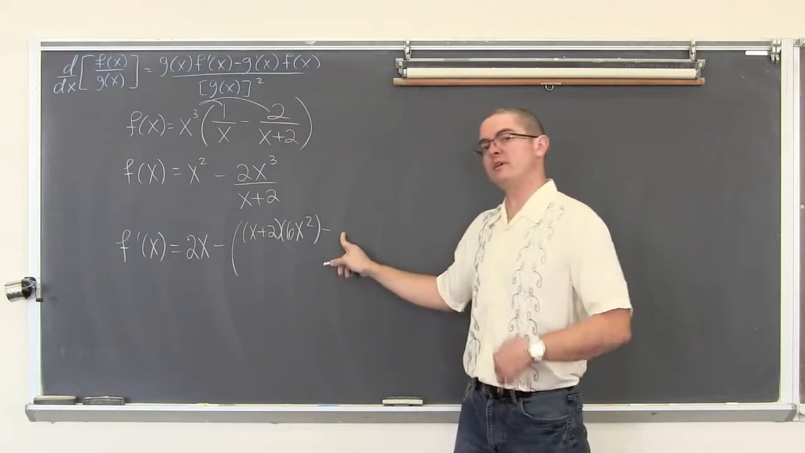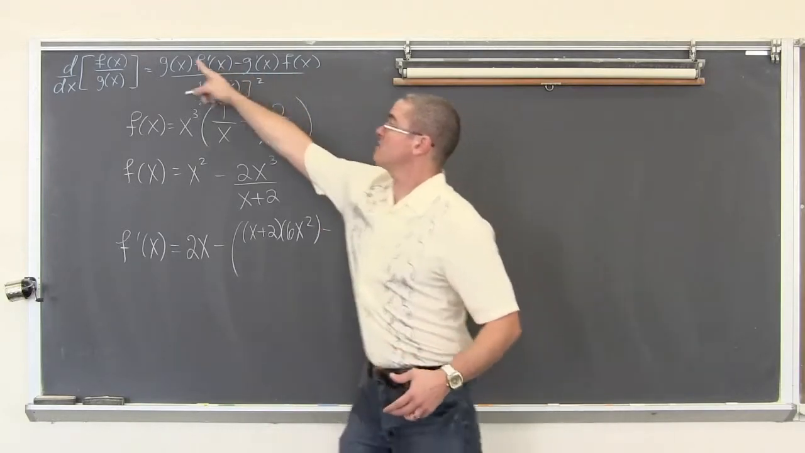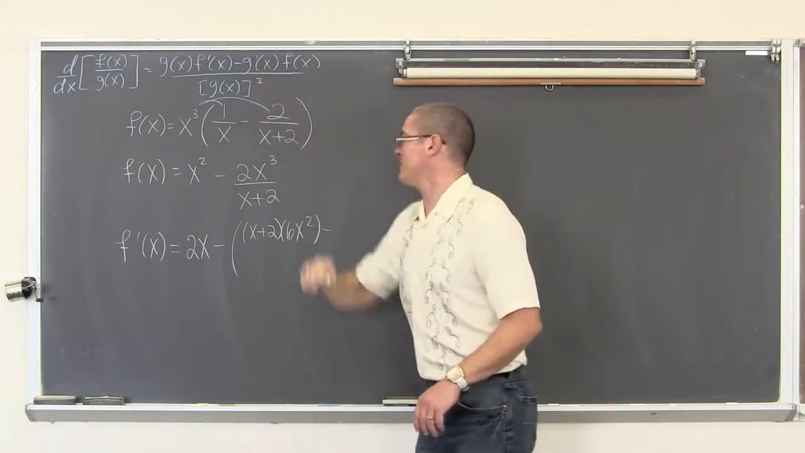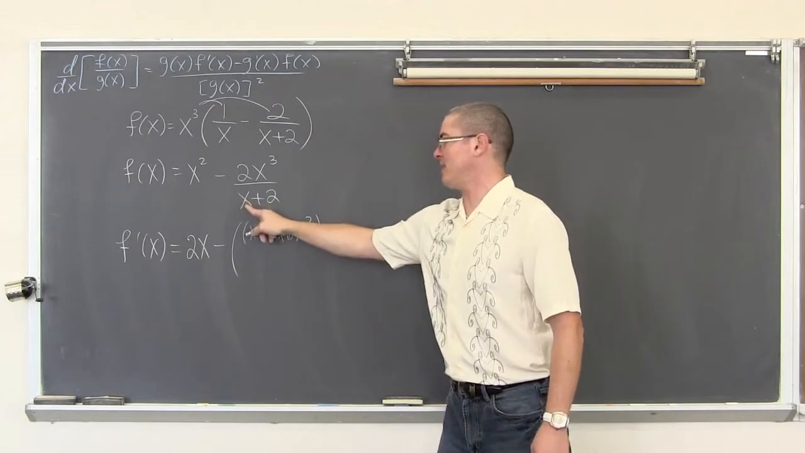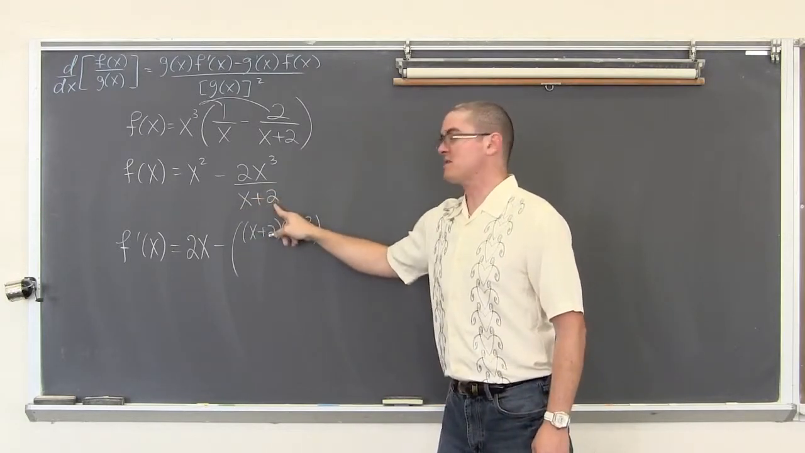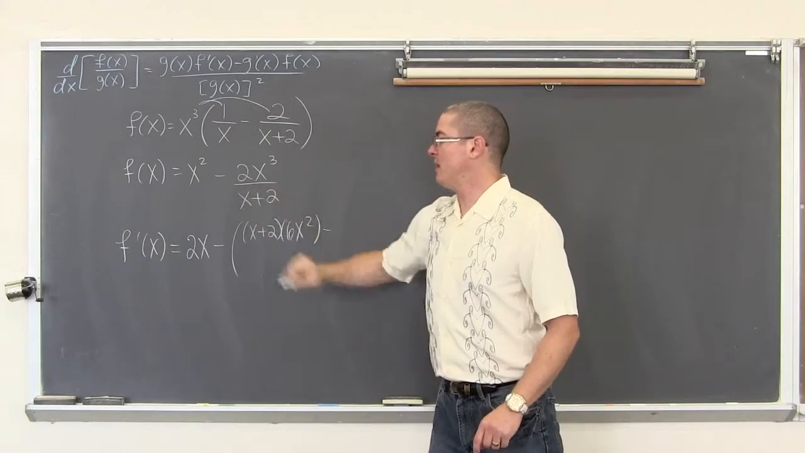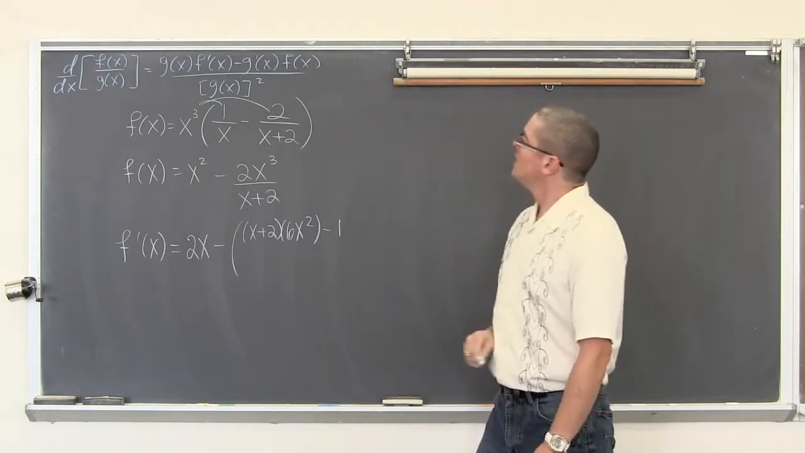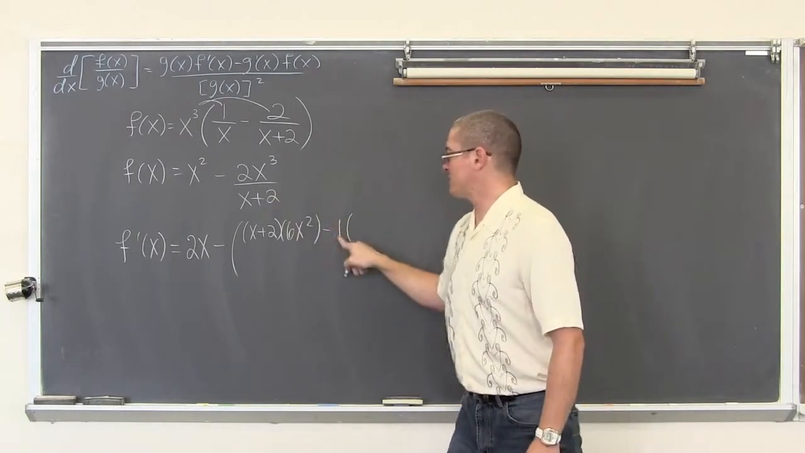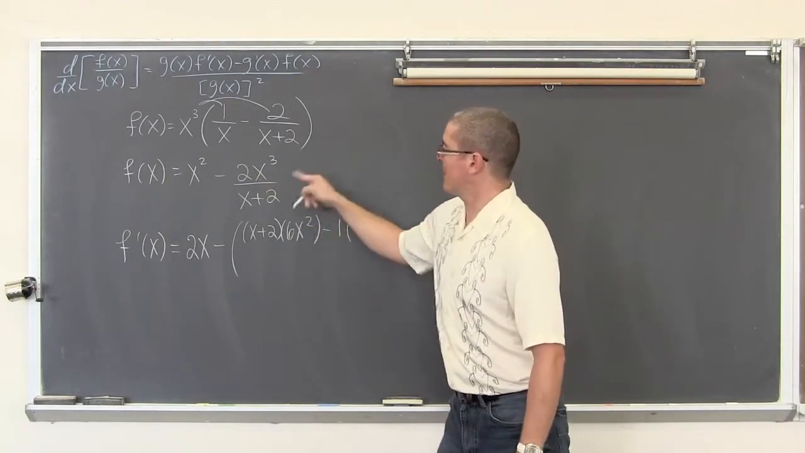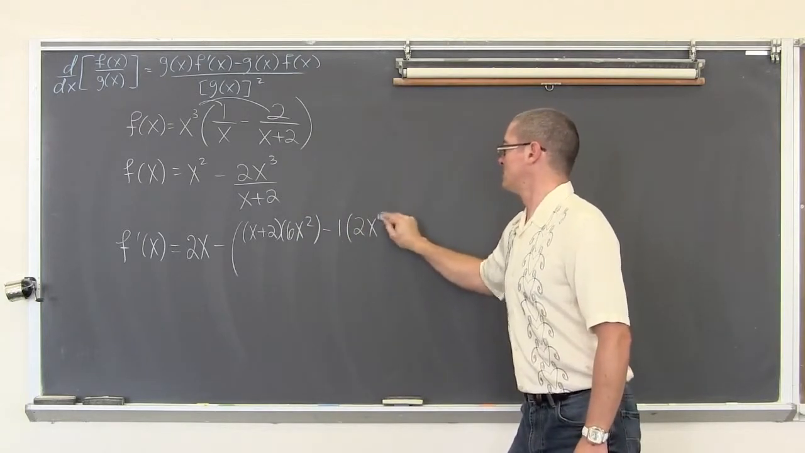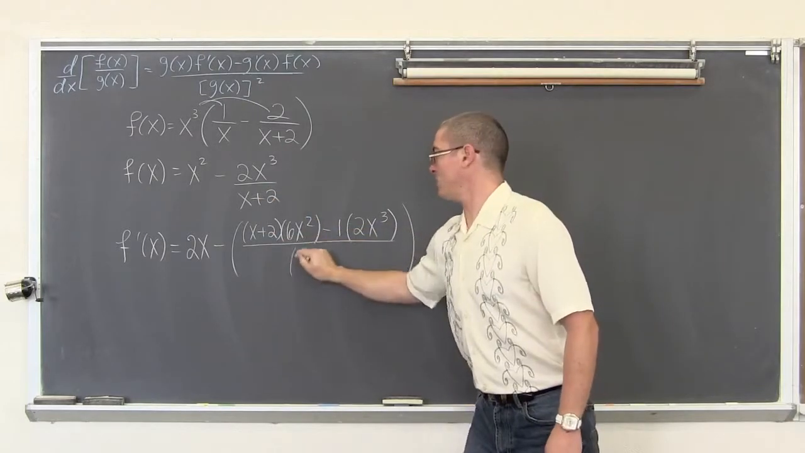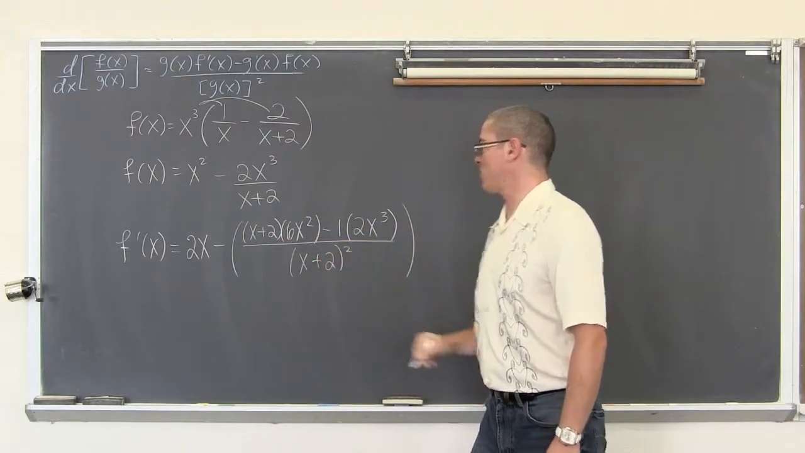Minus the derivative of the denominator now, because I just took the derivative of the numerator. So the derivative of the denominator, the derivative of x plus 2, is, well, that's a constant, so it's 0, and the derivative of x with respect to x is simply going to be 1, times, where am I at, 2x to the 3rd. All of that over the denominator squared, or x plus 2 squared.